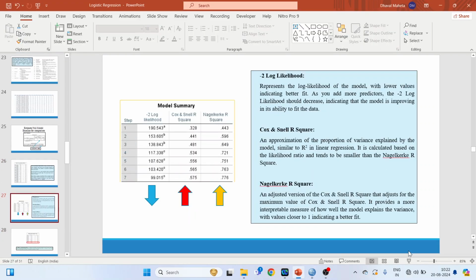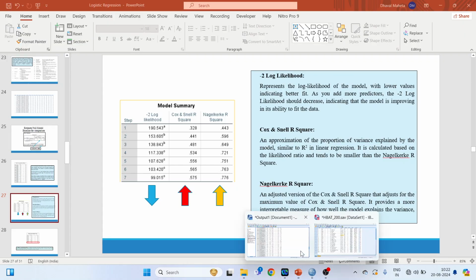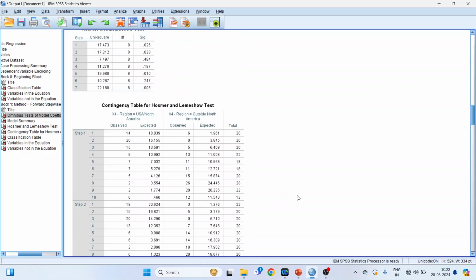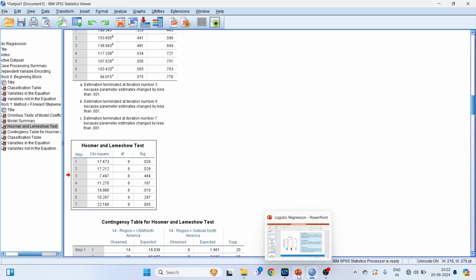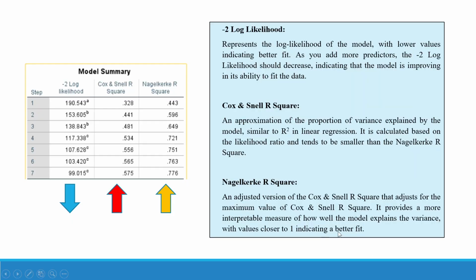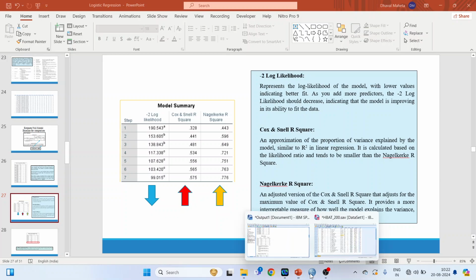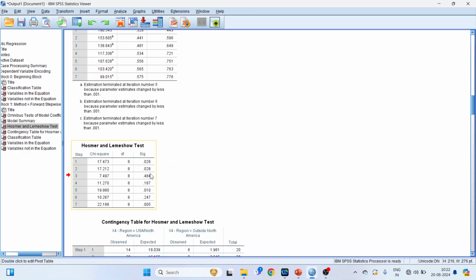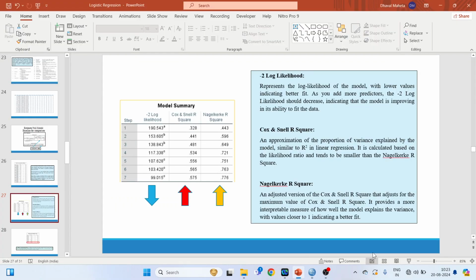The next is the model summary. So we get the -2 log likelihood, Cox and Snell R square and Nagelkerke R square. This output is available here. Here it is. Now how to interpret? This is the model summary, with the -2 log likelihood, Cox and Snell R square and Nagelkerke R square. Well, let's write the interpretation.